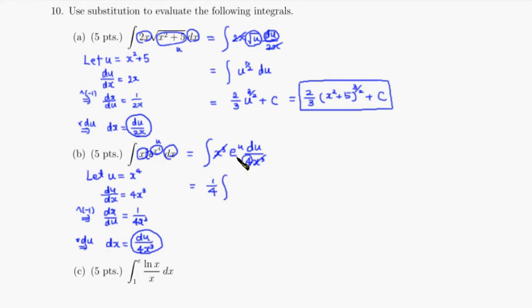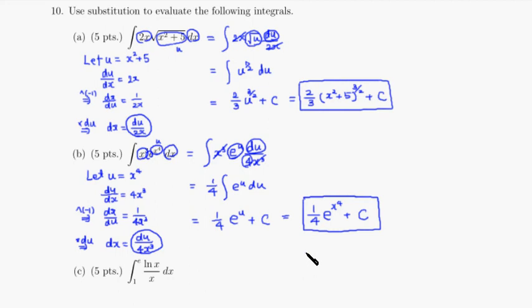Then you have an integral sign, then there's e to the u here, and then you have a du. The antiderivative of e to the u is kind of nice because that's just itself, e to the u, plus some constant c. Then we can just plug the x to the 4th back in for u. So it's going to be 1/4 e to the x to the 4th plus some constant c. So this is the answer for part B.